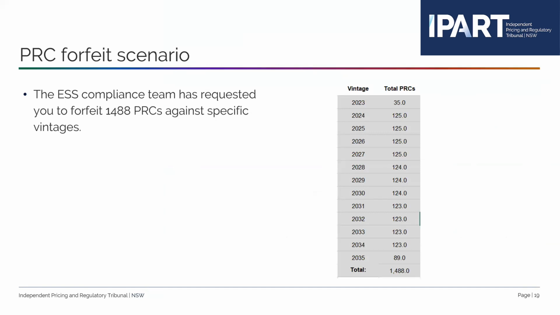Paul also talked about forfeits. In this example, let's pretend that the compliance team is requesting that you conduct a forfeit of 1,488 PRCs against specific vintages. So you would get some instructions to apportion your forfeit in this way, following this table. As you can see, for the 2023 vintage, the forfeit of 35 PRCs, followed by some quantities from 125 to 123 PRCs, as well as 89 towards the last vintage here of 2035.